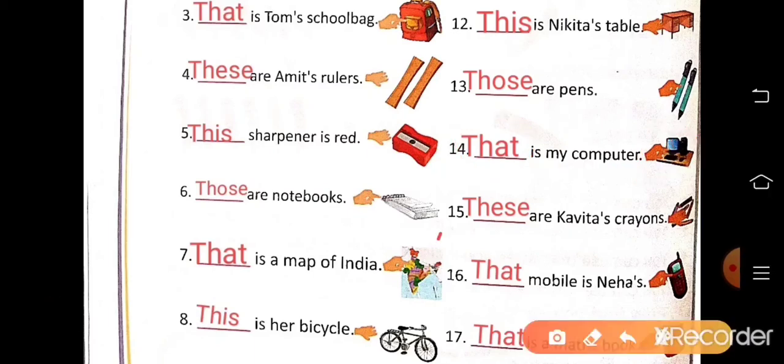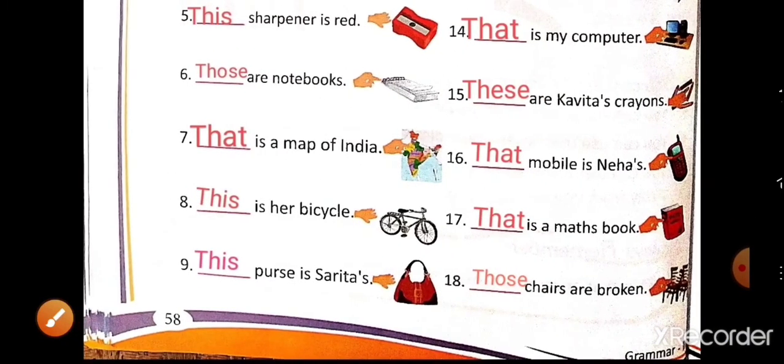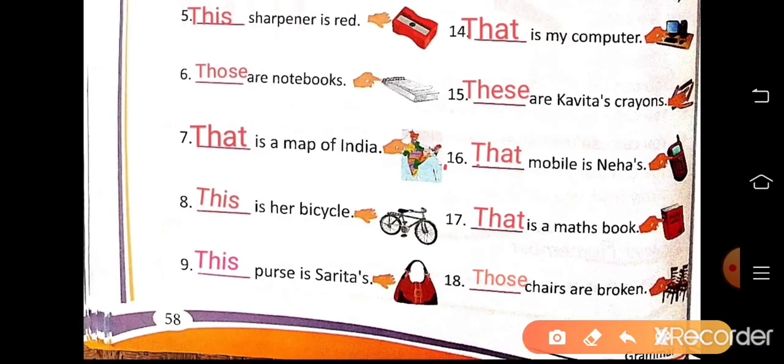Now number 15, dash are Kavita's crayons. So this hand indicates for near. So for near, these. More than one crayon, so crayons. These are Kavita's crayons. 16, dash mobile is Neha's. One mobile and this hand indicates for far. So that mobile is Neha's.